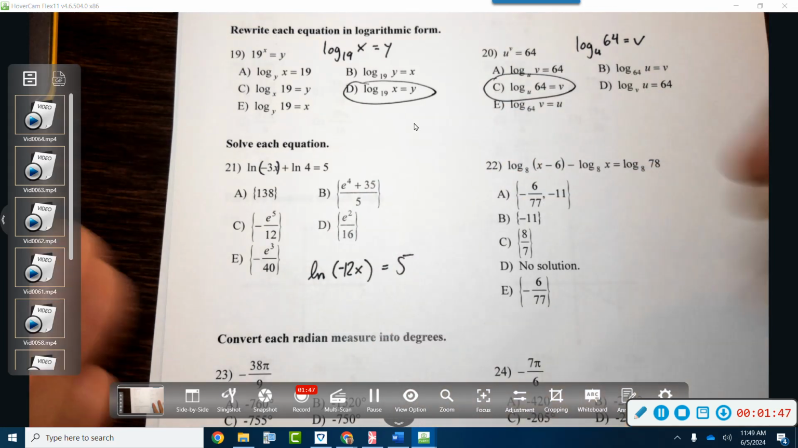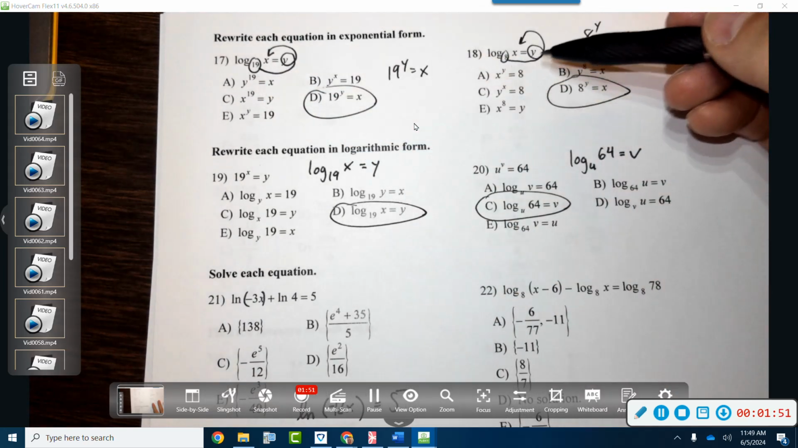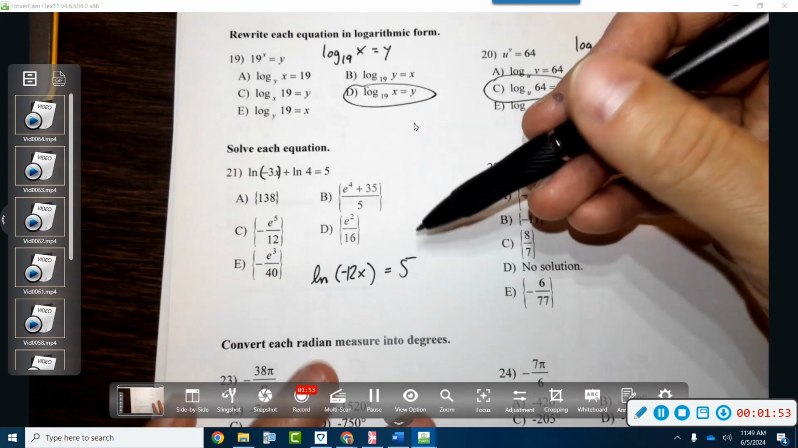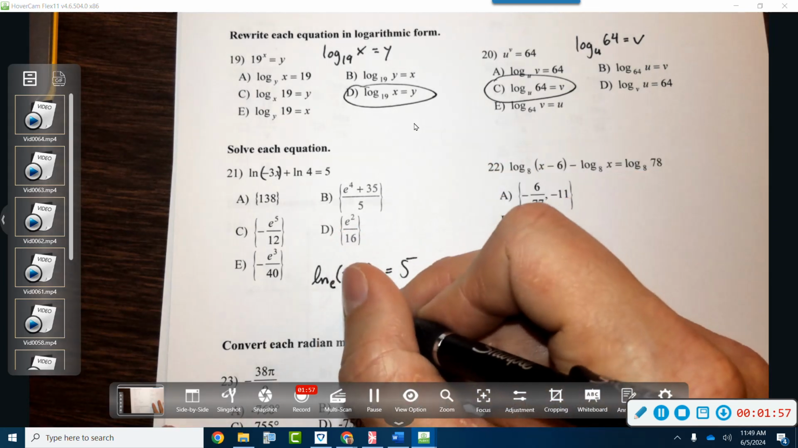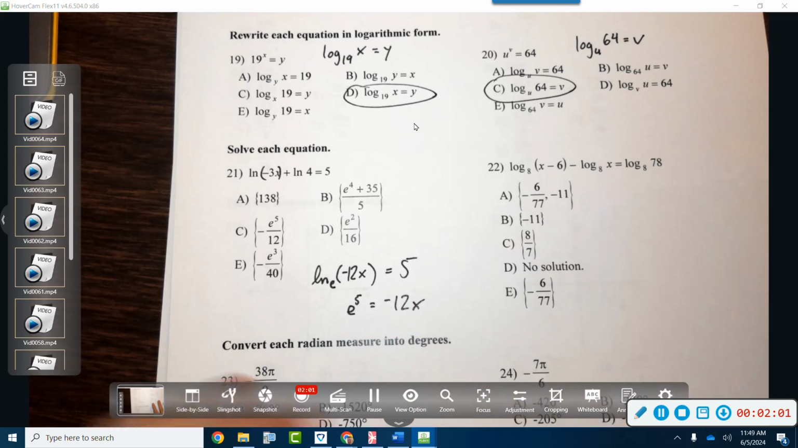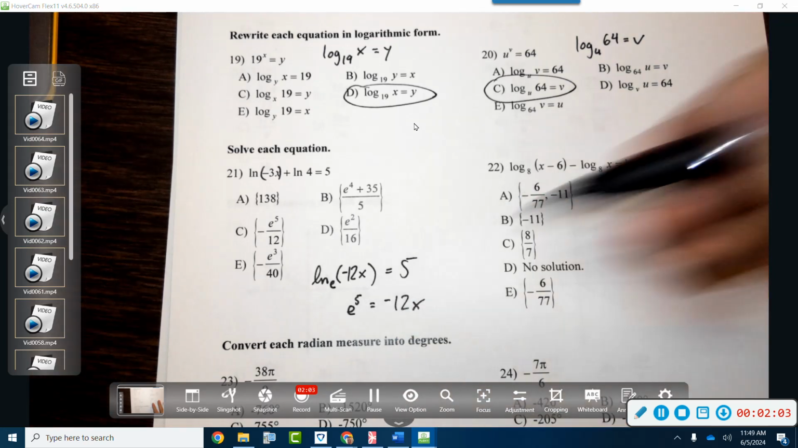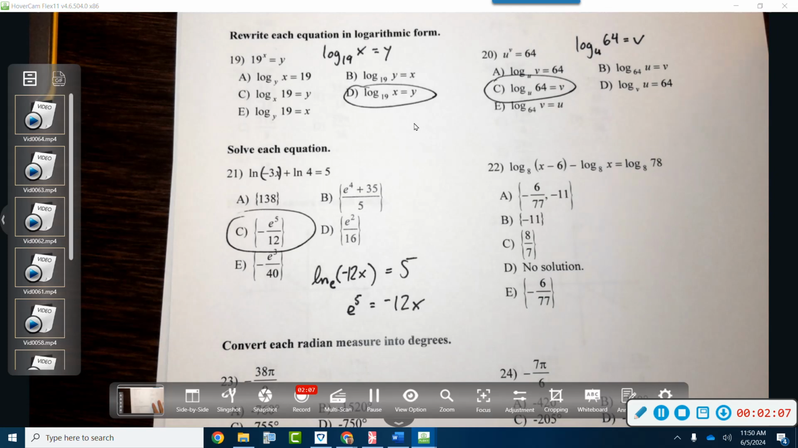So now we're going to undo it just like we undid the logs here. We put it into this form, and we're going to do the same thing here. This is a base of e. So e to the 5th power equals negative 12x. Cool. Now I'm just going to divide by negative 12, and you can see your answer right there.